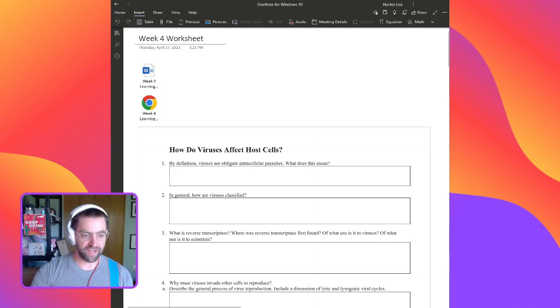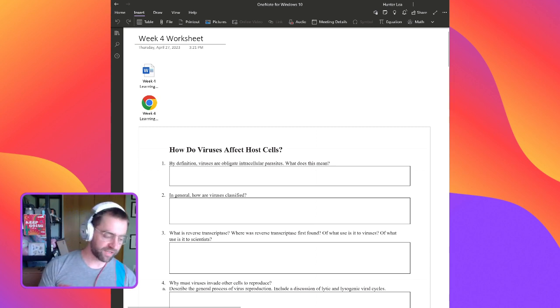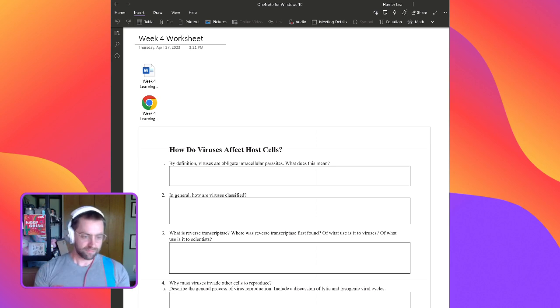If we just look at the vocabulary here, obligate, obligation, we've heard these words before. Obligate means it's necessary for something. Intracellular, prefix intra, inside, cellular, the cell, so inside the cell. So it's obligatory that something occurs inside the cell. Obligate intracellular parasites. Parasites feed on other organisms. So viruses, in order to survive, necessarily must parasitize or feed on the inside of other cells.